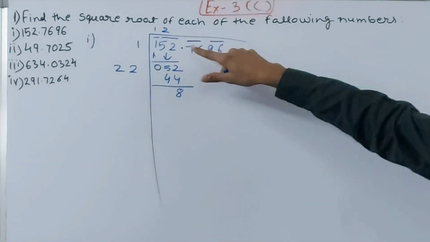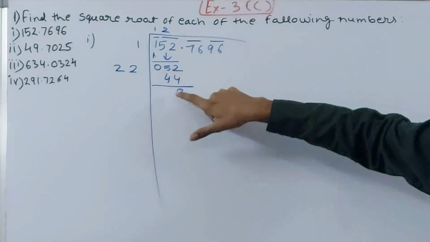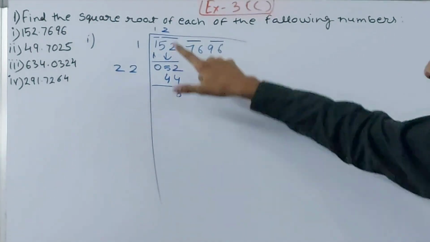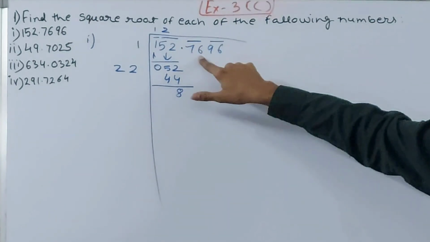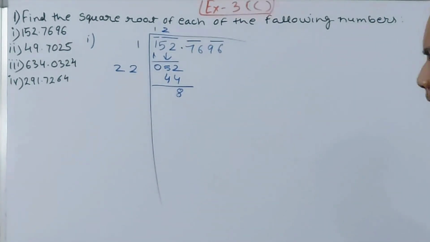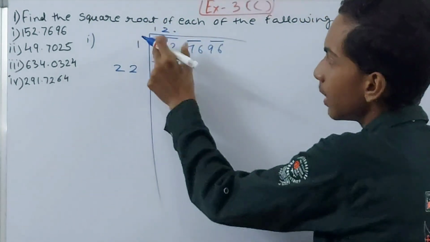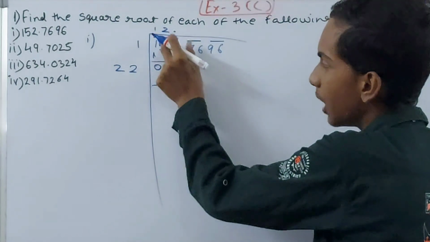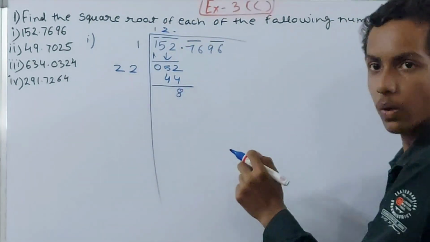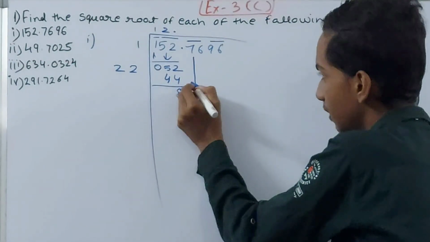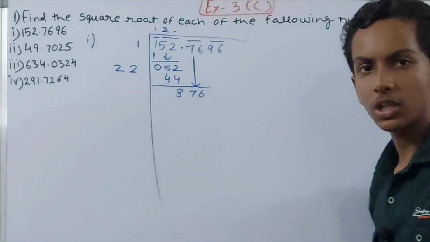Now the new thing is that you can see there is a decimal point after the second pair that we brought down. Whenever you have to bring down the next pair, that is just after the decimal point, then put a decimal point in the square root also. So the part before the decimal we have calculated. Now the decimal has come, so put the decimal in the square root and bring down the pair after the decimal, that is 76. Now 876, and the rest of the process will be the same.